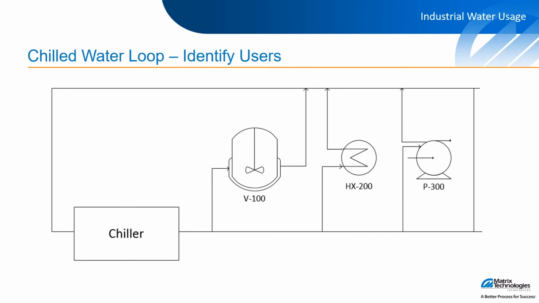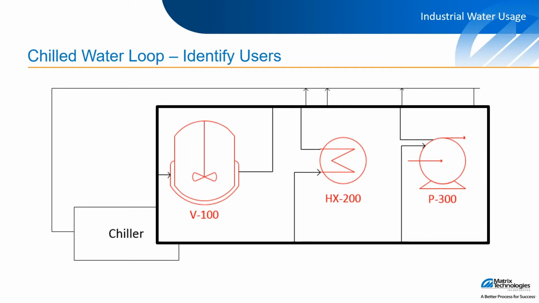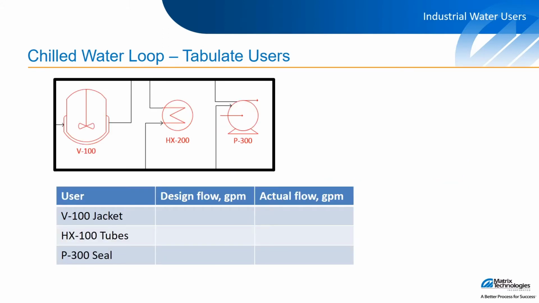Here's a simplified example of a chilled water loop servicing a vessel jacket, a heat exchanger, and the seal system of a pump. Once all the users are accounted, use the equipment design data and any available vendor information to calculate the theoretical or design water usage. Compare the design flow rate with actual water consumption for each user.